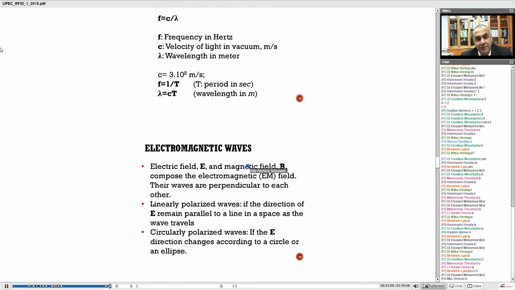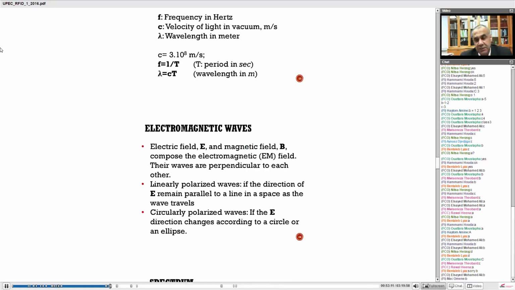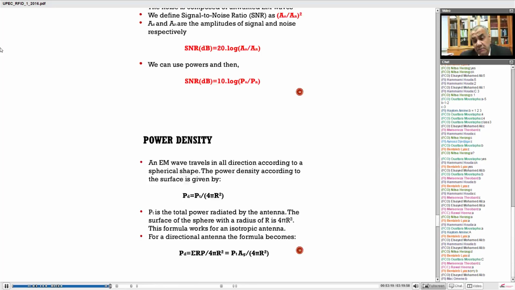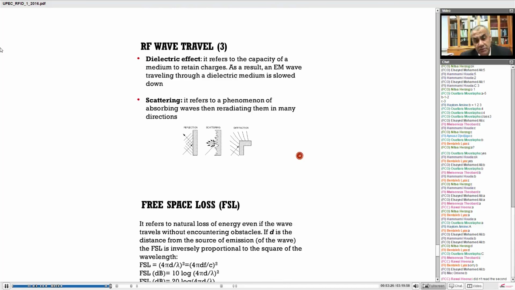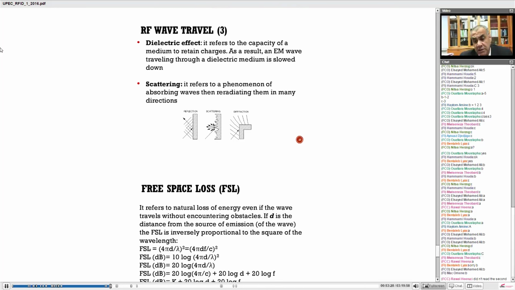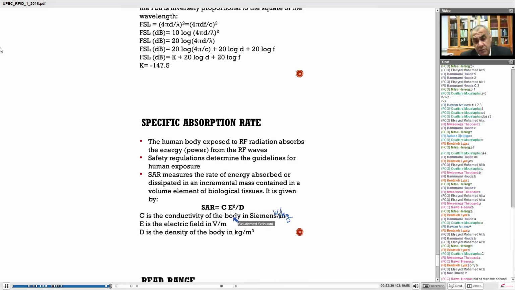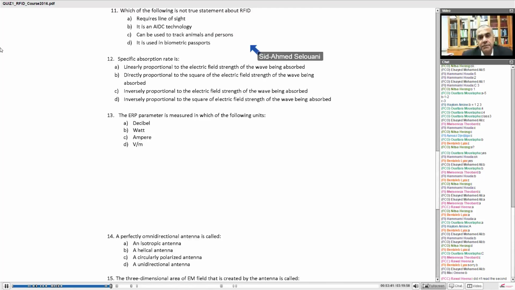Yes, B. Directly proportional to the square of the electric field. Just to take a look: specific absorption rate, which is important. It is directly proportional to the square. So it's very important. If you have a very huge quantity of electric field, it's not good for humans, because it's proportional directly to the square of the electric field.